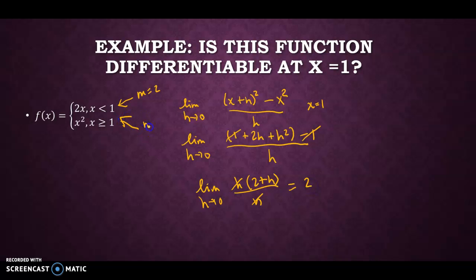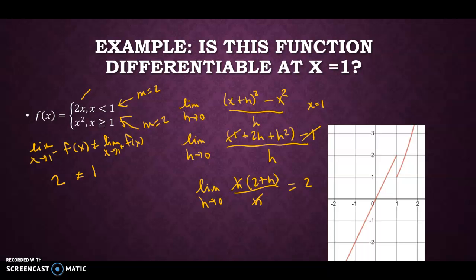That's good news that they both have the same slope, but if I had taken a minute to check for continuity first, I would have noticed that this function is not continuous. It's not continuous because the value of the limit as x approaches 1 from the negative direction is not equal to the limit as x approaches 1 from the positive direction. From the negative direction, the value is 2, and from the positive direction, the value is 1. So we know right away that this is not differentiable, even though they have the same slope, because it's not continuous. So we see that discontinuity, and that means it's not differentiable.